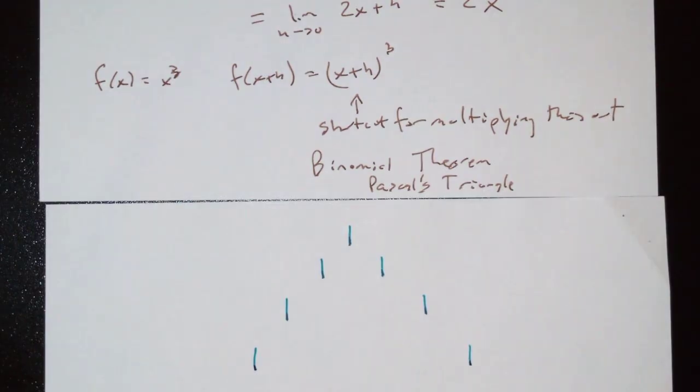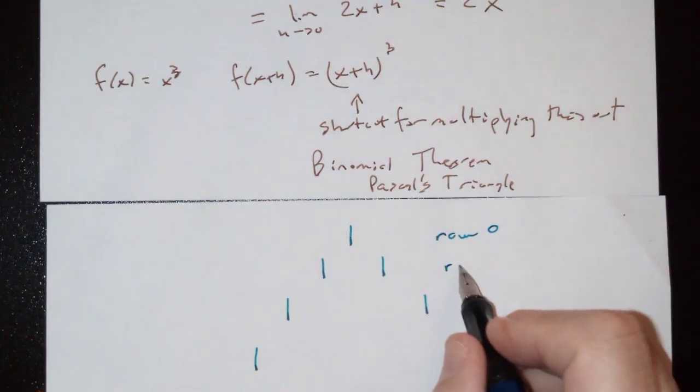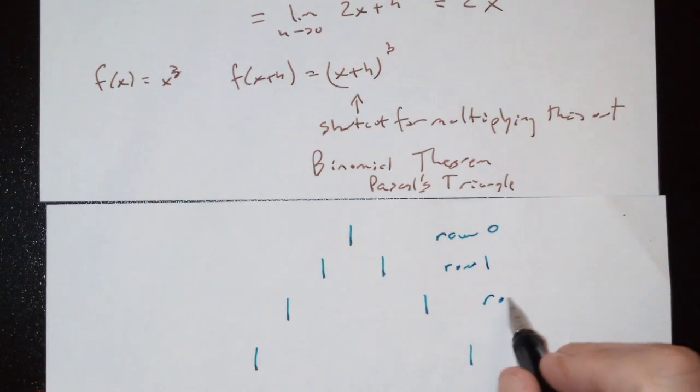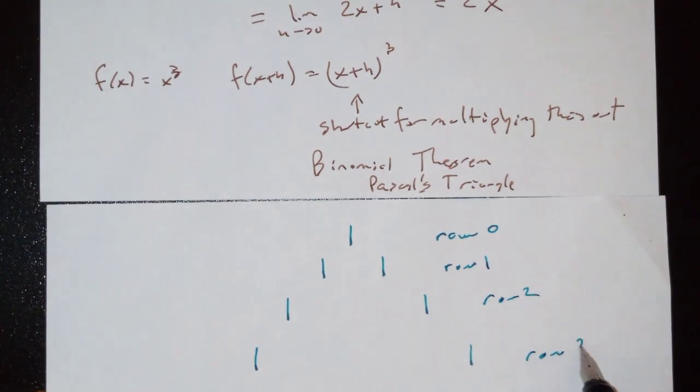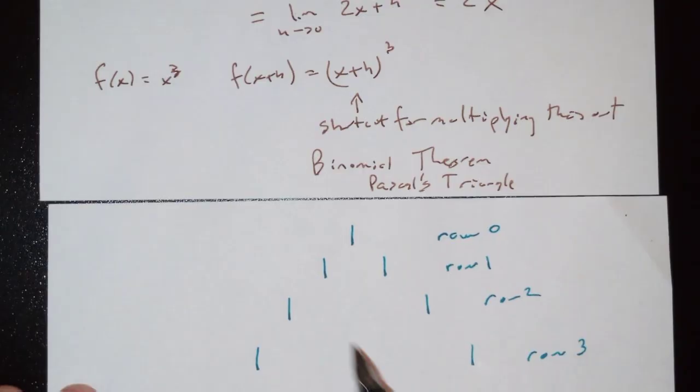The very first row, where I just have a 1, that's row 0. The next one is row 1. The next one is row 2. The next one is row 3. But in order for me to make this triangle mean something, I need to fill in numbers here in the middle. The numbers in the middle come from taking the numbers above and adding them together.